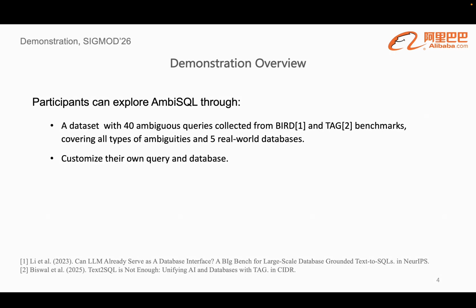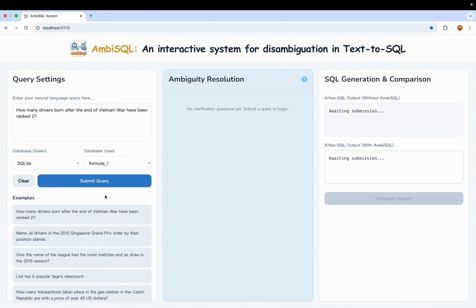In our demonstration, conference participants can explore AmbiSQL in two ways. Firstly, we provide a dataset of 40 ambiguous queries collected from the BIRD and TAG benchmarks, covering 5 real-world databases. Additionally, users can also freely customize their own queries and databases to test the system's flexibility. Next, we will walk you through the user interface and the interactive workflow and show how AmbiSQL detects ambiguities and resolves them through human-in-the-loop clarification.